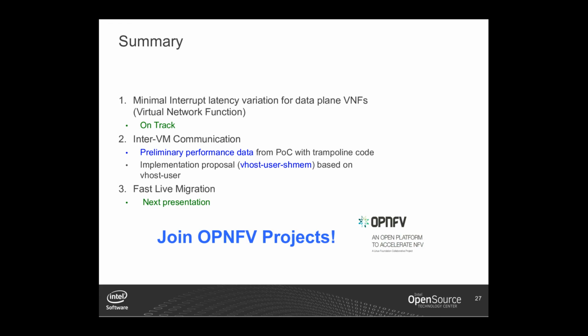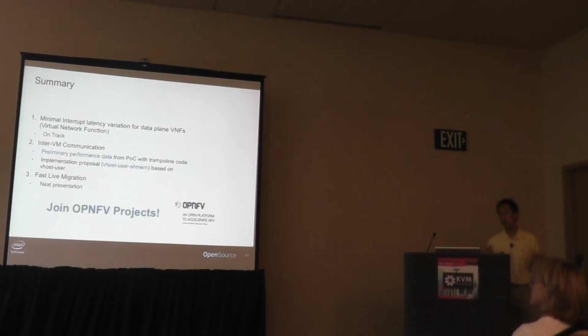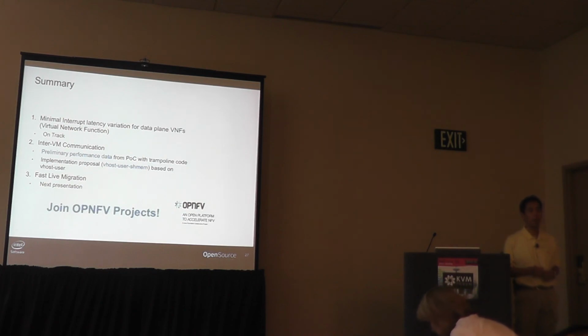So this is a summary. I quickly went through the minimal latency project, and then inter-VM communication. We proposed vhost-user-based shared memory, and showed the preliminary performance data. And we are going to talk about fast live migration next in a different room. Okay, any questions?